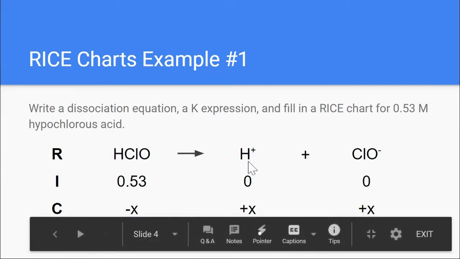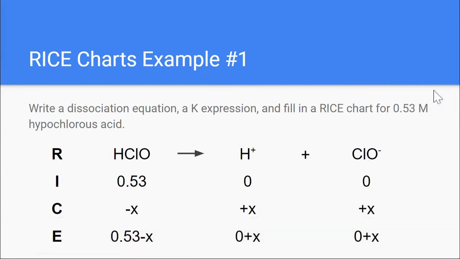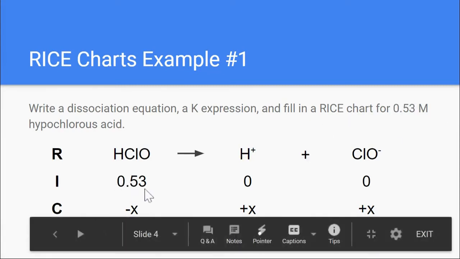So this breaks apart to this and to this ion, and it only partially does that. So when I have a solution, I have some HClO left, some H plus, and some ClO minus. Initial concentration. This is always going to be from the question. So it tells me that I have 0.53 molar HClO. And that's what I put here for initial concentration. The initial concentration of this is 0.53 molar.